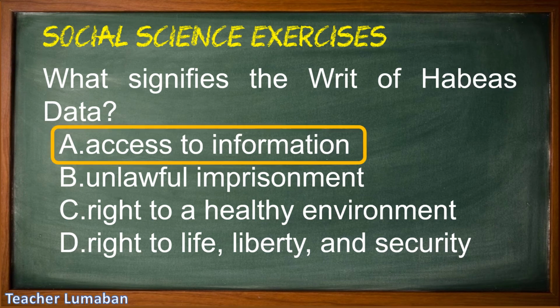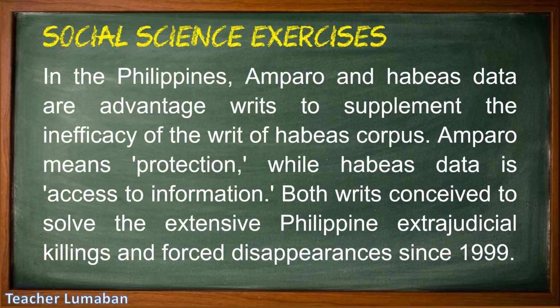The correct answer is letter A, access to information. In the Philippines, amparo and habeas data are advantageous writs to supplement the inefficacy of the writ of habeas corpus. Amparo means protection, while habeas data is access to information. Both writs were conceived to solve the extensive Philippine extrajudicial killings and forced disappearances since 1999.